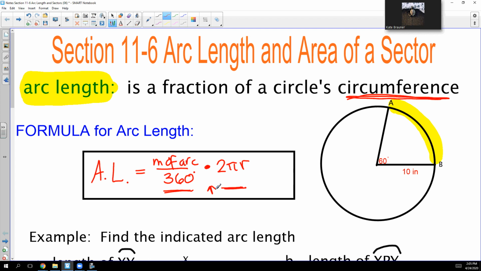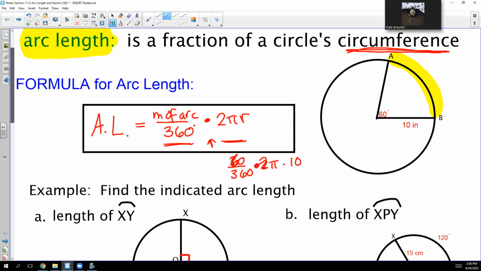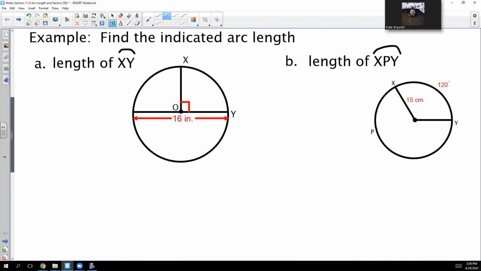So for this circle that you see to the left, it would look like 60 over 360 times 2 times pi times 10, and then we would simplify that whole thing. I'm not going to do it in that particular problem, because we're going to work that in the next couple of problems. So we're going to find the indicated arc length, and in problem A, we're going to find the length of arc XY. So let's talk about where that arc is. There it is.